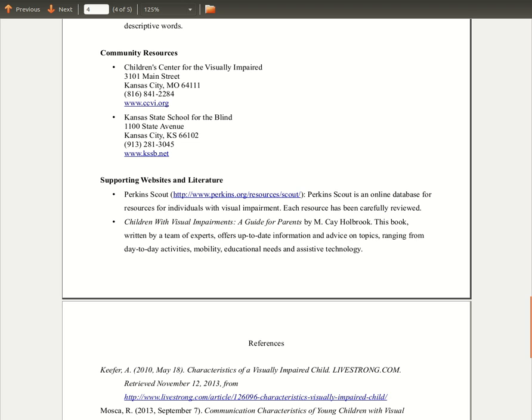A great book that I found online is called Children with Visual Impairments, A Guide for Parents. Now, this book is really cool because it's been written by a team of experts. It offers up-to-date information. It offers a compassionate view of children with visual impairments. Lots of advice on many different topics, ranging from day-to-day activities, mobility, educational needs, assistive technology. Overall, I think it's a really good book to check out.